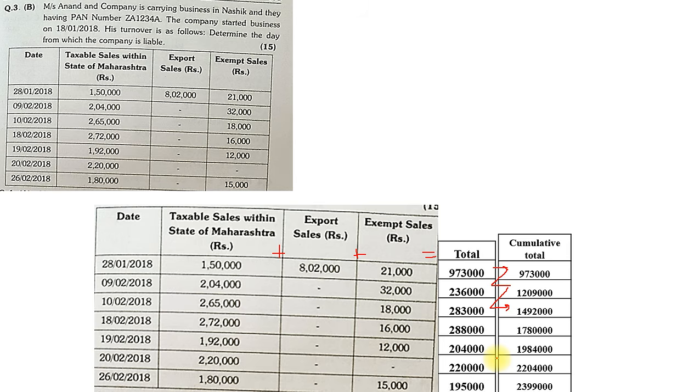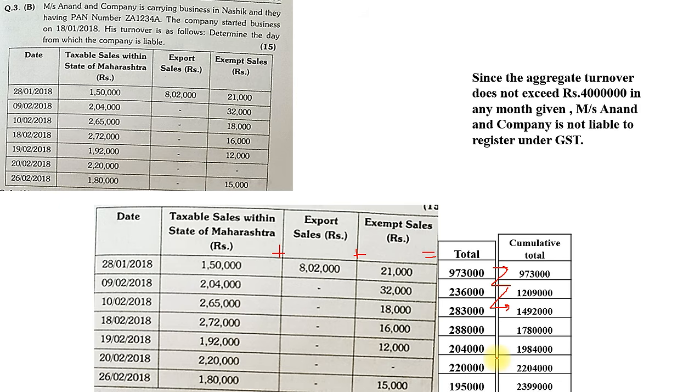Now, when the sum was set, it was in 2019. That time the taxable limit was 20 lakhs, but now it is 40 lakhs for goods. So we have to go with that 40 lakhs rule. If you look carefully, nowhere is 40 lakhs getting covered here. So the final answer: since the aggregate turnover does not exceed 40 lakhs in any of the months, Messrs. Anand and Company is not liable to register under GST.